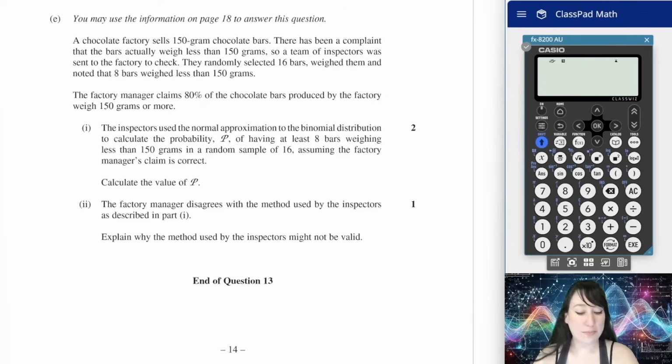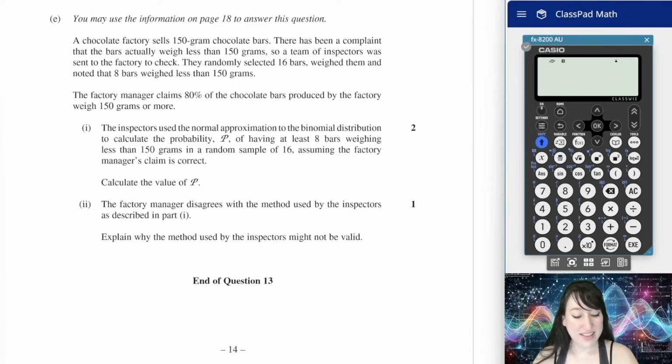Question 13e. A chocolate factory sells 150-gram chocolate bars. There has been a complaint that the bars actually weigh less than 150 grams, so a team of inspectors was sent to the factory to check. They randomly selected 16 bars, weighed them, and noted that 8 bars weigh less than 150 grams. The factory manager claims 80% of the chocolate bars produced by the factory weigh 150 grams or more.